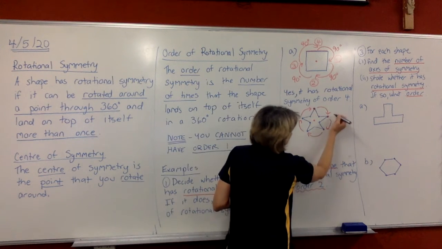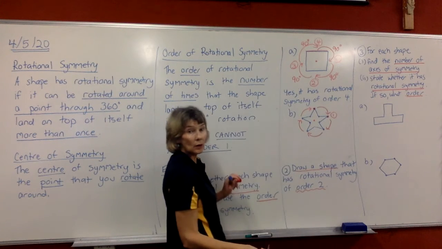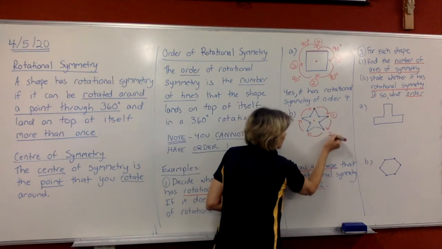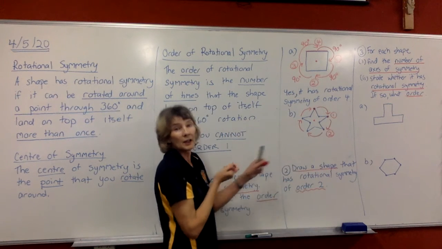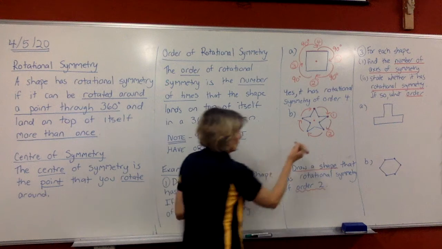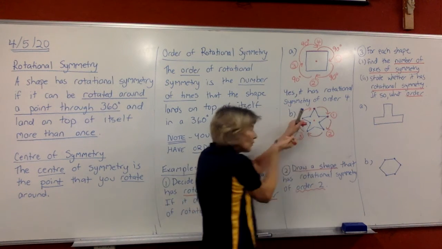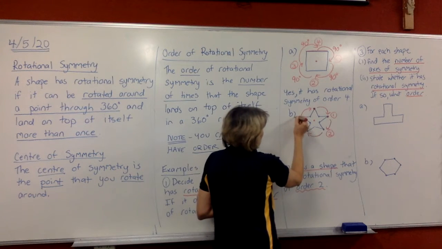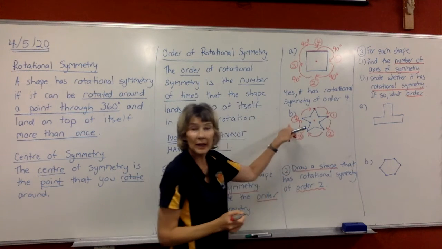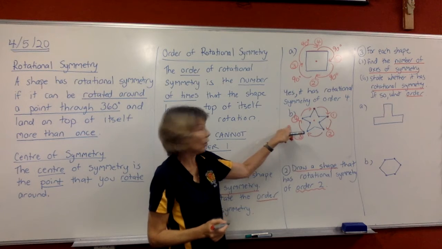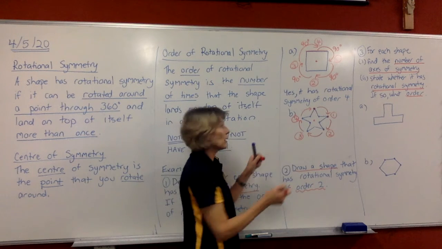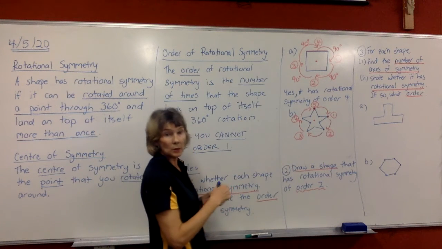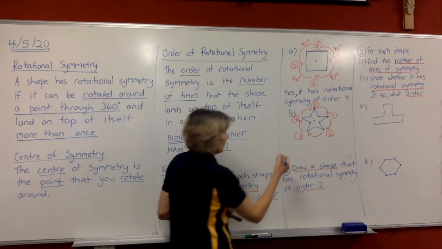So, when you got to here, the star looked the same, it landed on top of itself, that's once. Spin it a bit further, lands on top of itself, that's two. Spin a bit further, it lands on top of itself, that's three. Spin a bit further, that's four. And then if you spin a bit further, you'll get back to where you started, that's five. So yes, it has rotational symmetry of order 5.